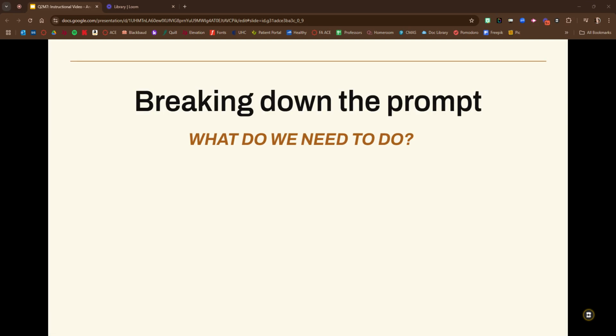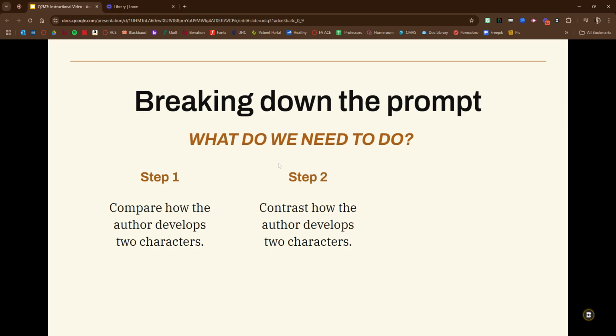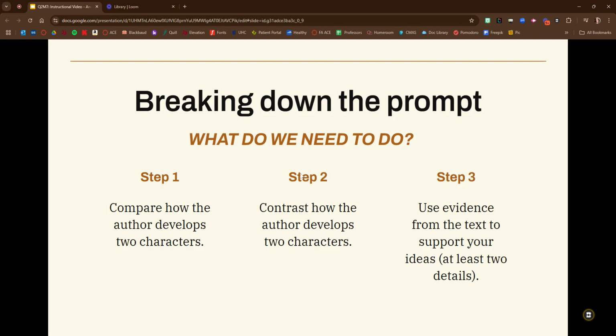All right, so what do we need to do with that? First thing, we're going to compare how the author develops two characters. Then we're going to contrast how the author develops those two characters. And we're going to use evidence from the text to support your ideas with at least two details. So, when I'm saying evidence, that could mean examples like quotes, descriptions, key actions.